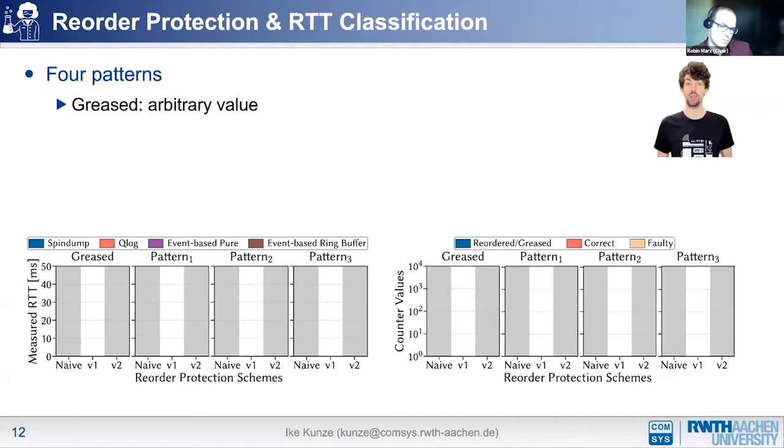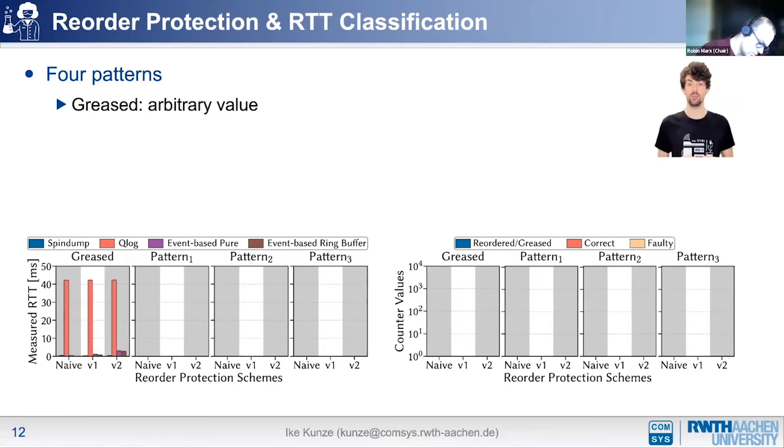The same general setup is also visible on the right-hand side, but now the y-axis shows the values of the different counters. In this case, we have one counter indicating reordered packets, characterized by RTTs below 5 milliseconds. We then have one class with correct measurements, centering around 40 milliseconds. And finally, we have a default class for all other readings, which we here label as faulty.